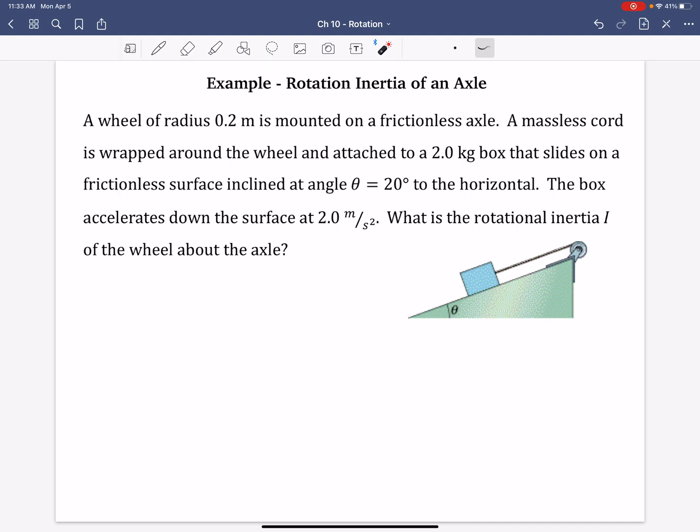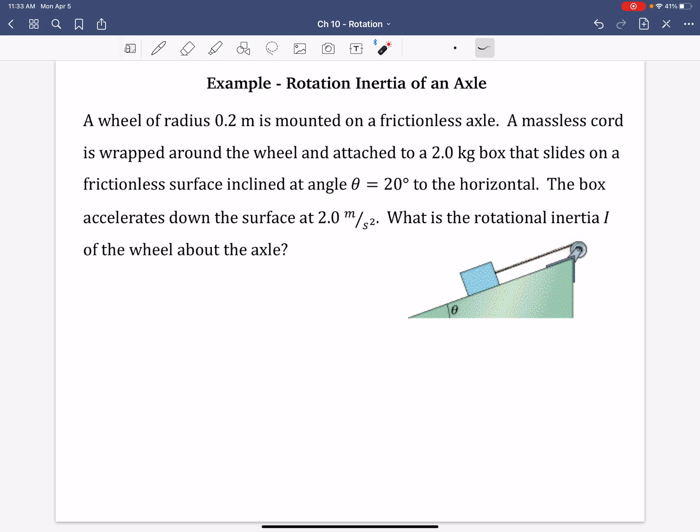So, in this problem, we have a block on an incline, a frictionless incline, and it's attached via a string that's wrapped around some axle. Okay, and that axle rotates around a central bearing. So ultimately we want to find the rotational inertia of that axle. In other words, what's the moment of inertia, I, of this axle as a whole.